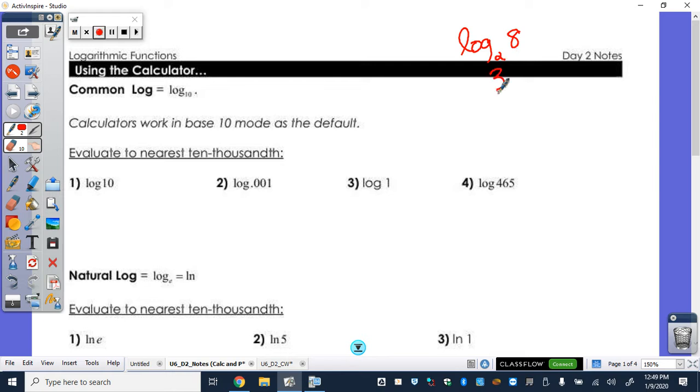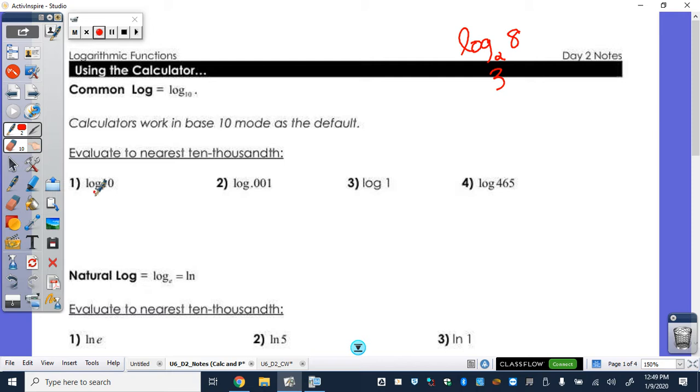So we were evaluating some of the easier ones in our head. And then we got to some that we couldn't quite, and I told you I'll show you how to do that next time. Well, it's next time. So if we have the common log and we have to evaluate them, all we need to do is use that little log button in our calculator.